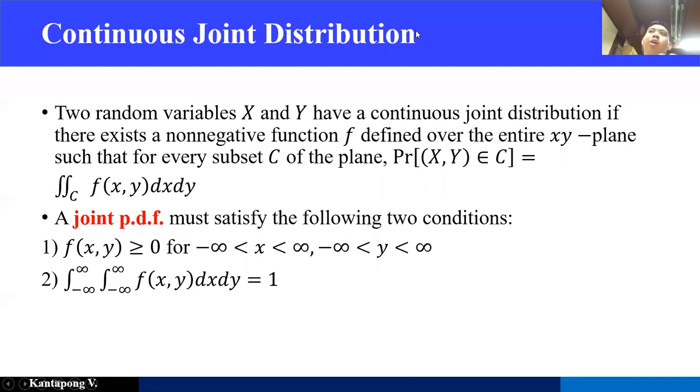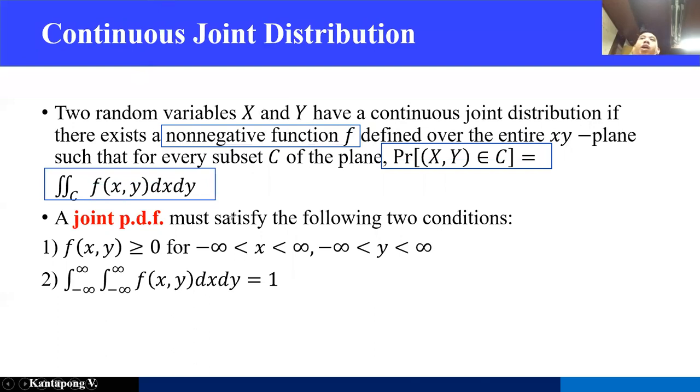Next one, continuous distribution. Two random variables X and Y have a continuous joint distribution if there exists a non-negative function f such that this holds. This one can be defined like this, very similar, and the two properties are also very similar, almost the same, except that we just extend from the one variable case to the two variable case.